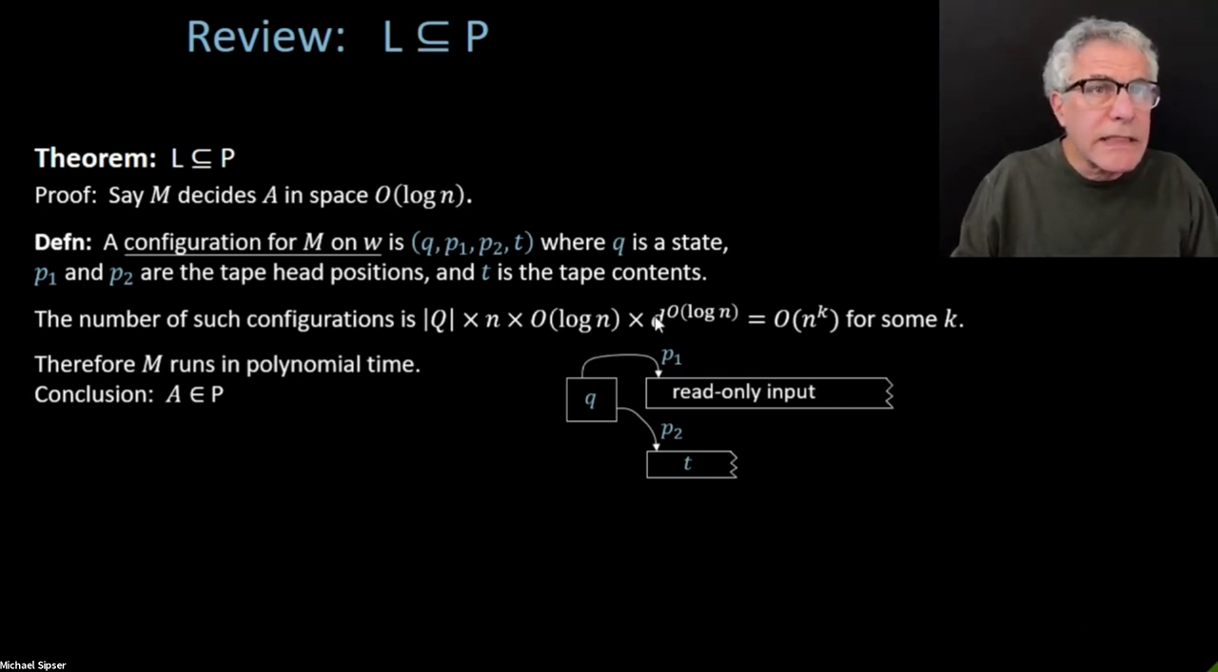Okay, D. What is D here? D would be the size of the tape alphabet. Okay, so this is the number of different tape contents we have. Good. All right. So let's continue on.